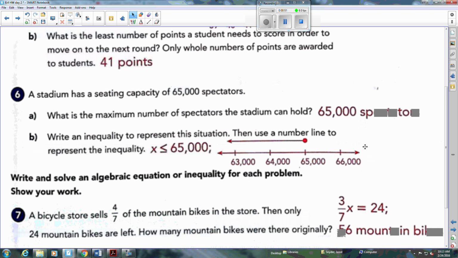A stadium has a seating capacity of 65,000 spectators. What is the maximum number of spectators the stadium can hold? 65,000. Write an inequality to represent this situation, then use a number line to represent the inequality. So it's all the numbers less than or equal to 65,000, because you could have 65,000 people in it. Then you do your number line, and it would be a closed circle because we're including 65,000 in it.